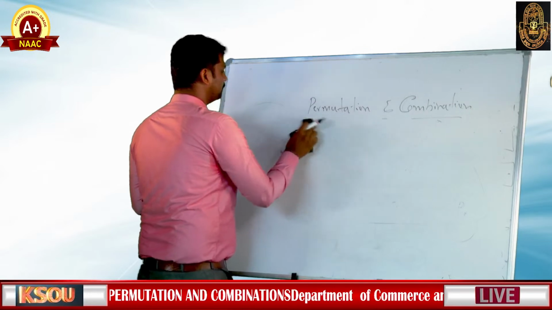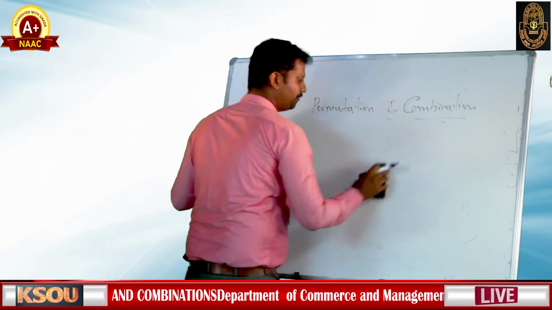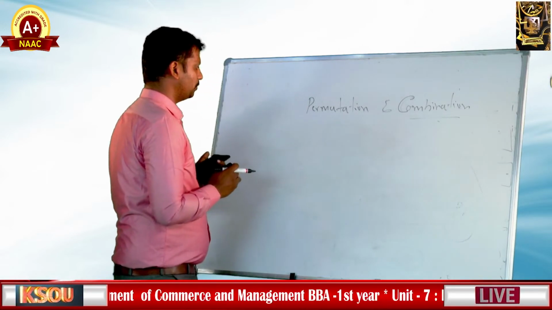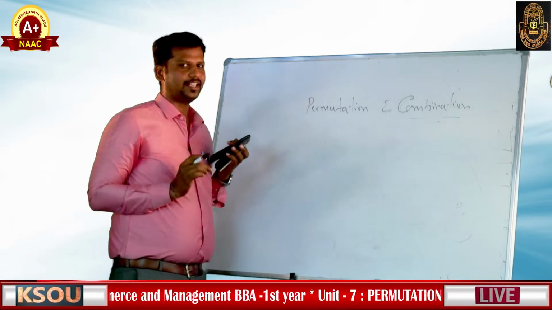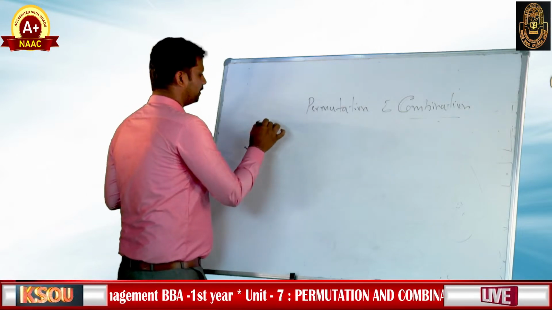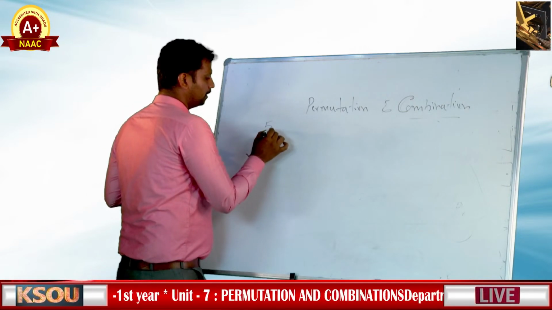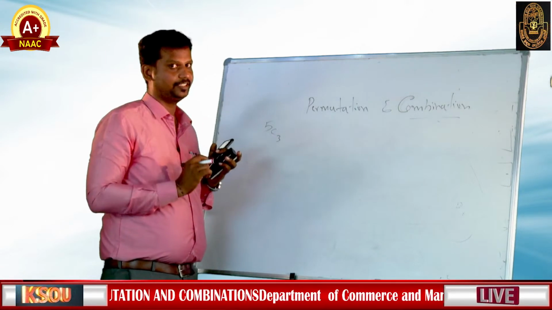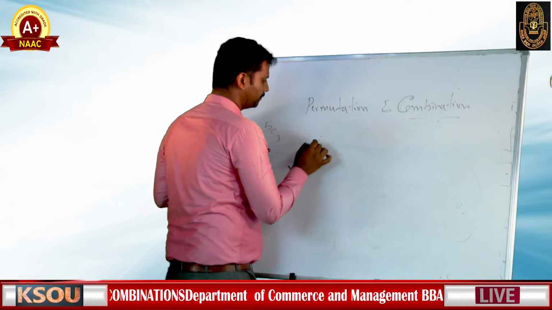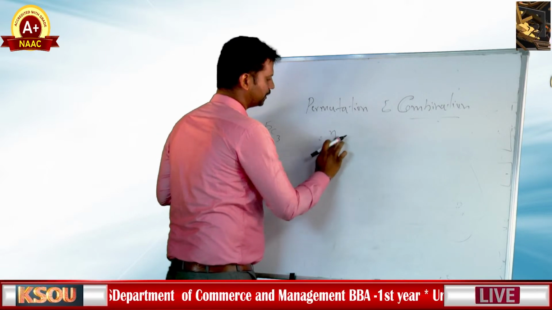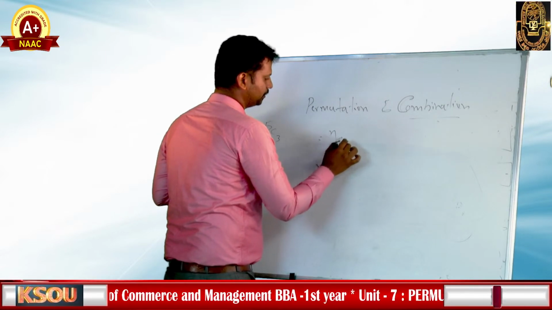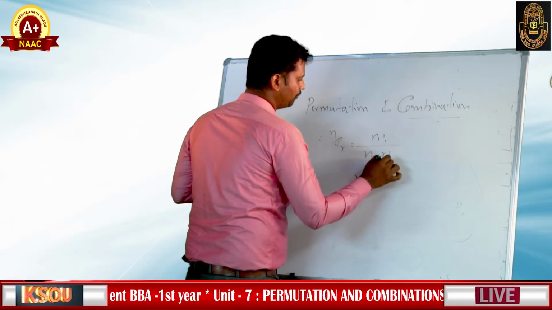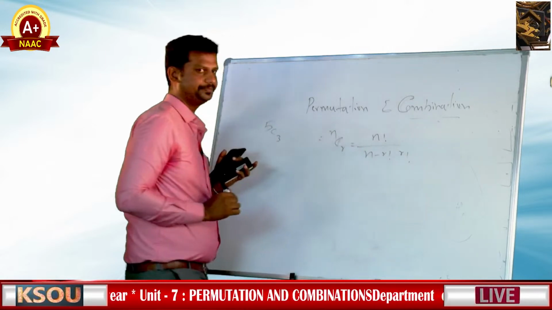What is a combination? Combination means selection of elements. For example, if the question asks you to select 3 elements out of 5. The previous one was arrangement. So, sorry, for combination, what is the formula? n factorial divided by (n minus r) factorial into r factorial.